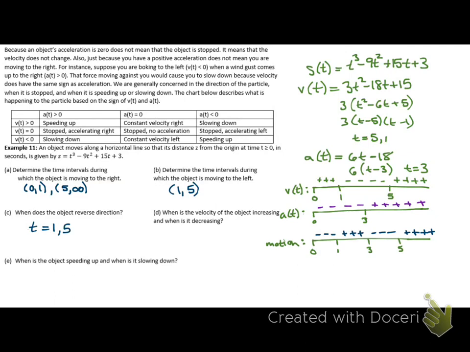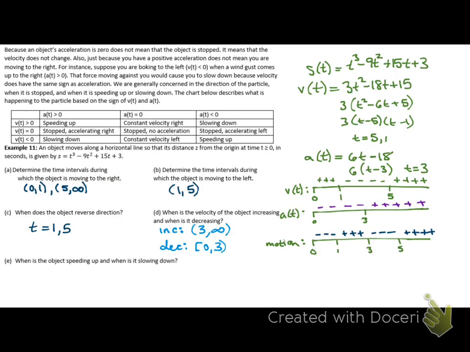When is the velocity increasing and decreasing? Well, velocity is increasing when acceleration is positive. And velocity is decreasing when acceleration is negative. So based on the acceleration sign graph, it would be increasing from 3 to infinity, and decreasing from, not negative infinity, time doesn't have negative infinity, that doesn't make any sense, from 0 to 3.